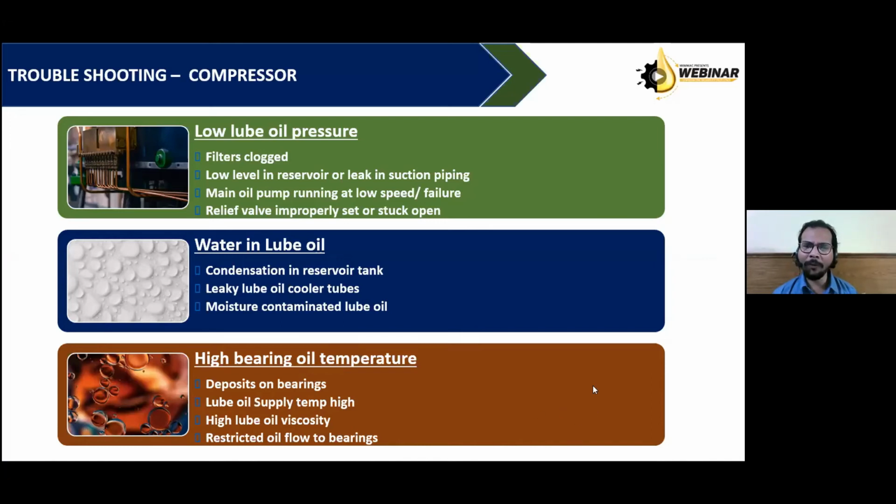Restricted oil flow to the bearing is related to orifice choking, and in the background we have the same contamination issue, because dust or any solid contamination mixed with the oil has a sticky nature. So they try to choke the fine orifices. We will see some more troubleshooting points.